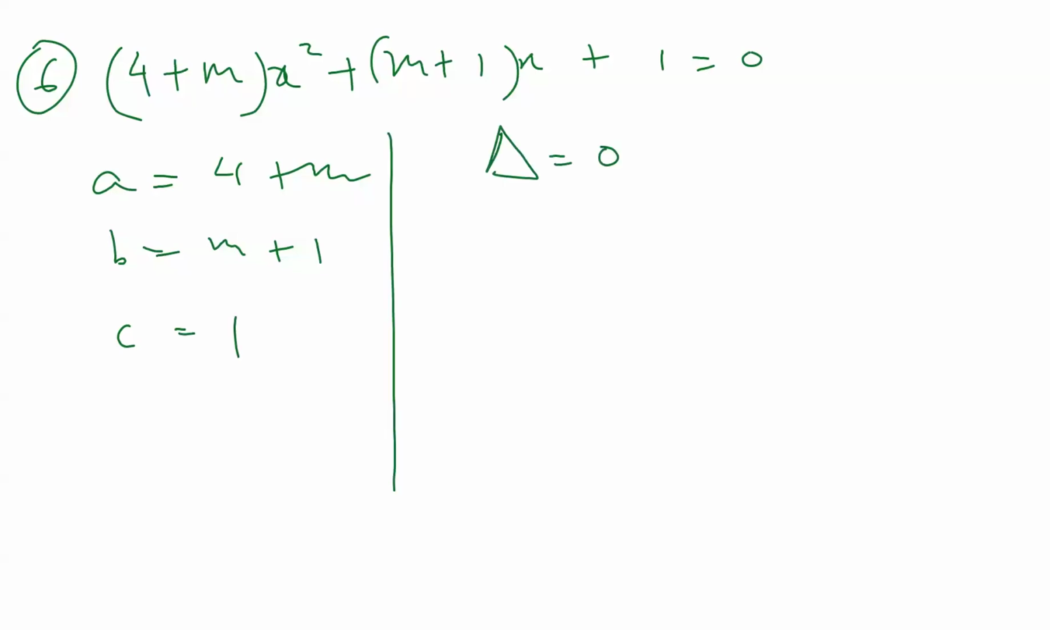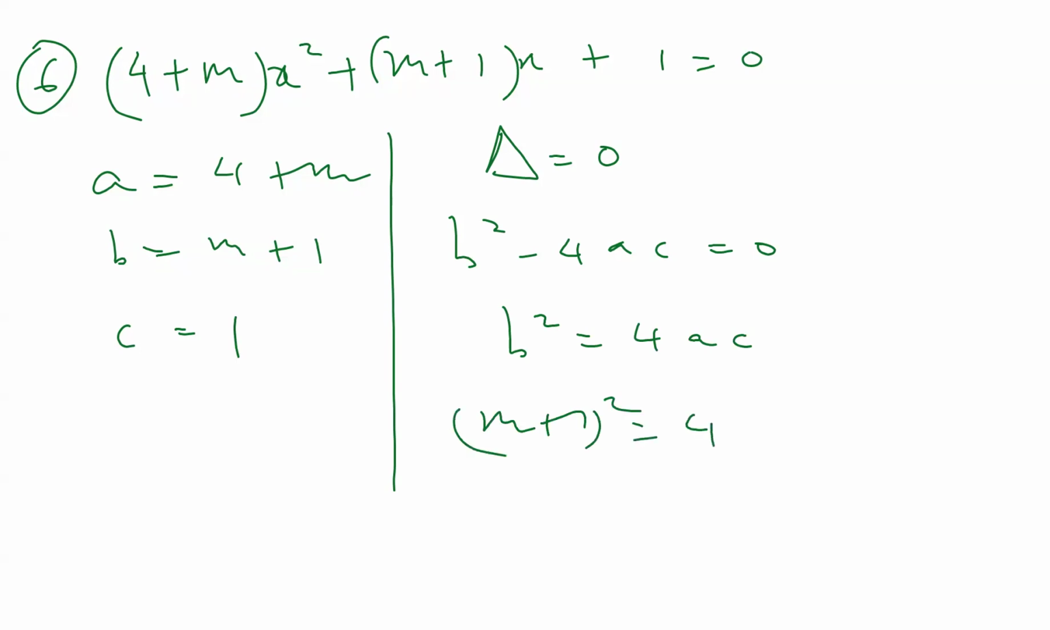Delta is equal to 0. Now this is the condition given in the problem because the roots are equal. So b square minus 4ac equal to 0. So b square is equal to 4ac. So (m plus 1) the whole square is equal to 4ac. So just solve this, you'll get the values of m. You'll get a quadratic or something like that.